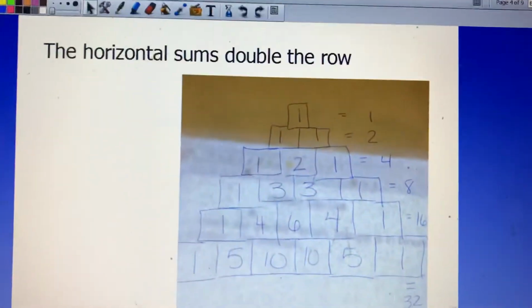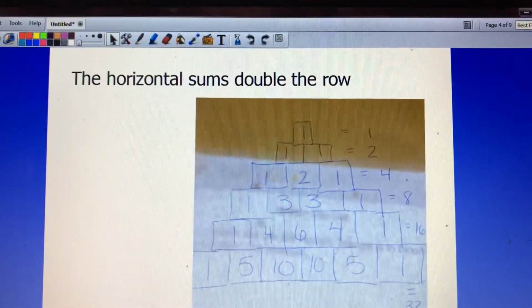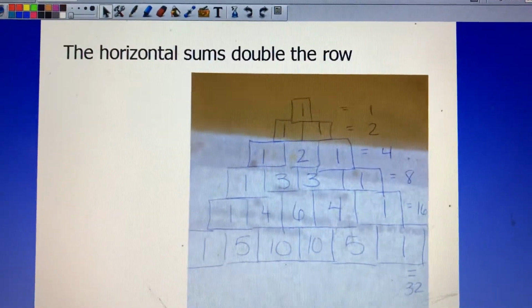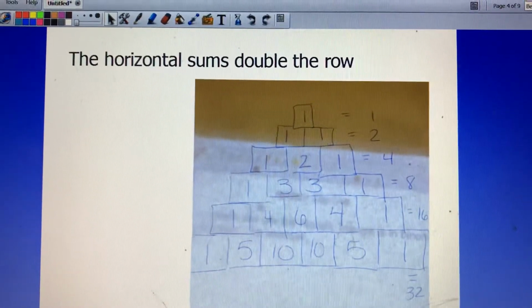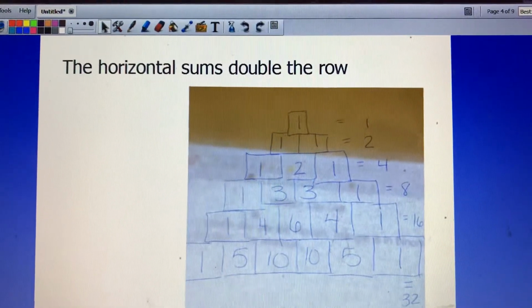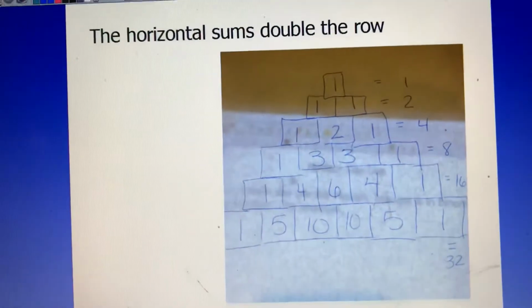So the horizontal sums. The first one is 1, and then you have 1 plus 1, and it's just 2. So how do you get from 1 to 2? You multiply by 2. 1 plus 2 plus 1 is 4. 2 times 2 is 4. 1 plus 3 plus 3 plus 1 is 8. 4 times 2 is 8. So you multiply by 2 all the way down.